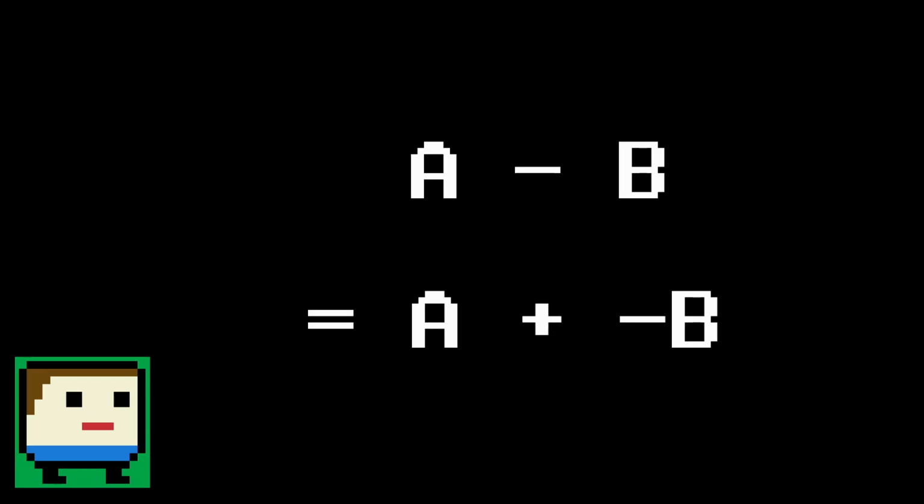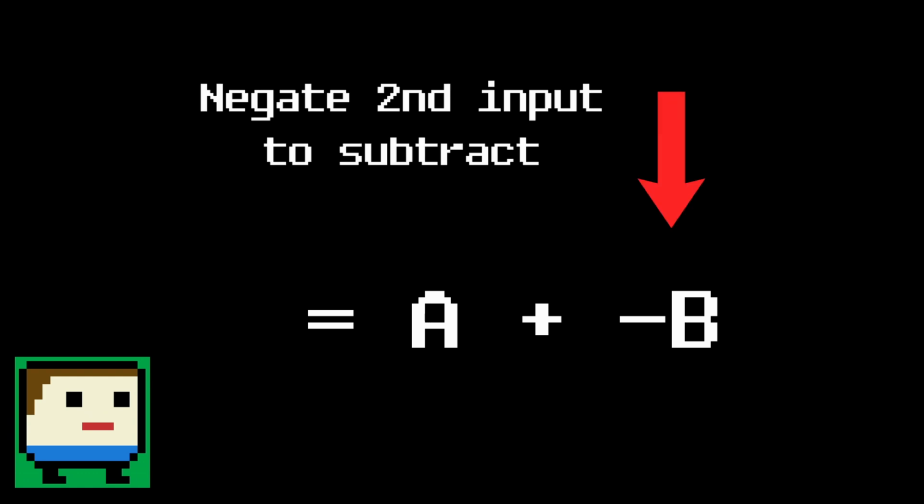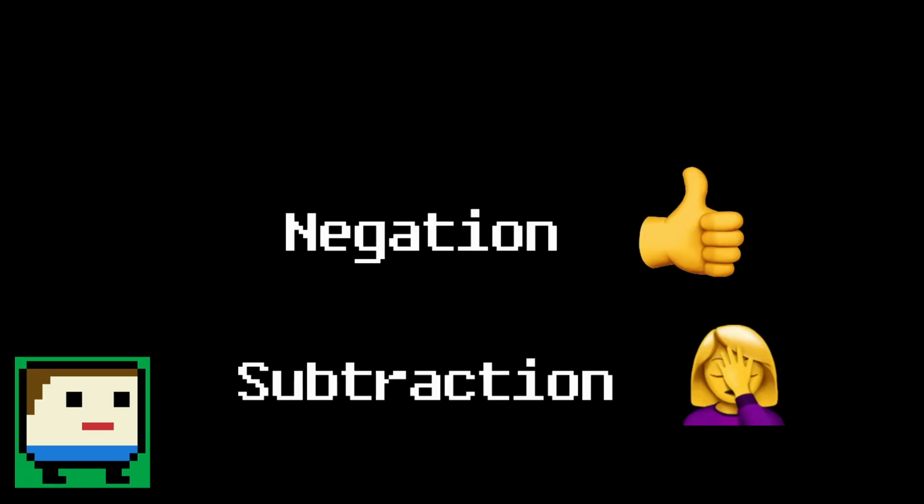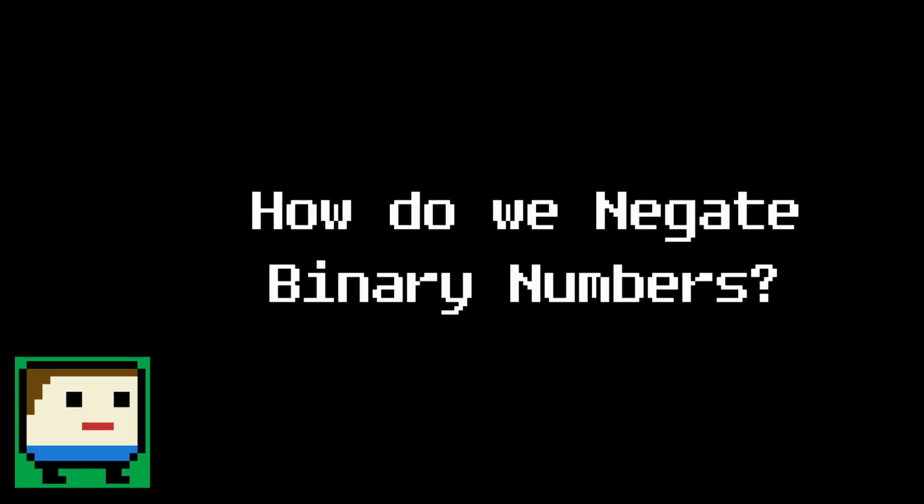Of course, we can make use of the fact that subtracting a number is the same as adding its negative. So if we had a way to negate a binary number, we can subtract our inputs by negating the second one before passing them to the adder. And since the negation is a lot simpler than full subtraction, this approach minimizes the amount of extra circuitry we need to build. But of course, the obvious next question is, how do we negate a binary number? How do we even represent negative numbers at all?